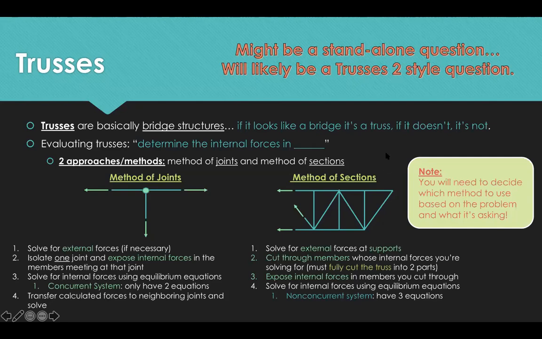The other option is you have 3 members at one joint. 2 of them have to be in a straight line, right? So if you look at this joint right here, right?